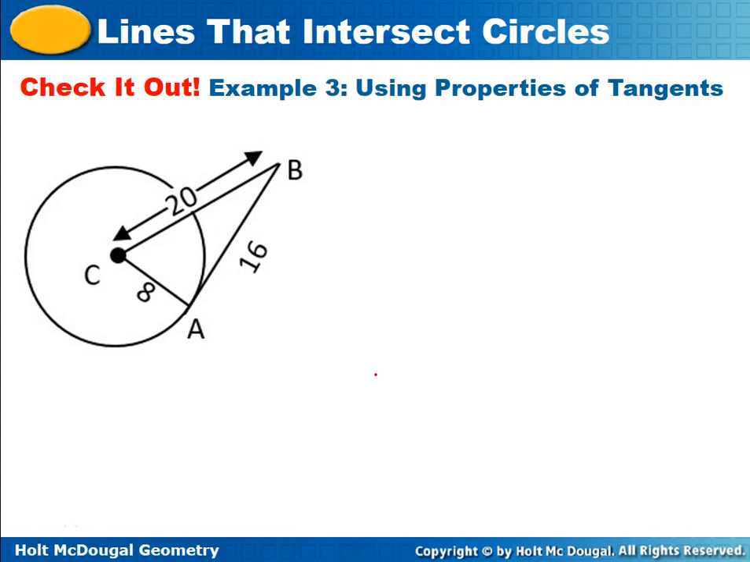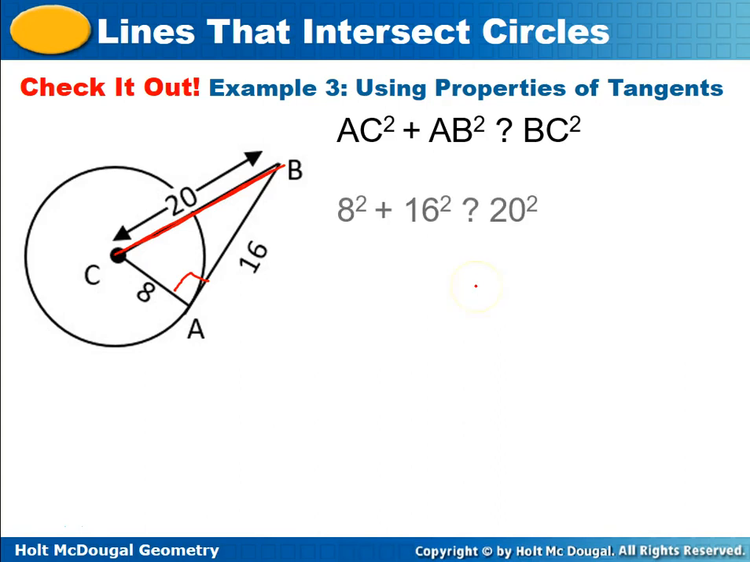So again, the question here is, is there a right angle that's formed here at angle A? Because if there is, then we can say that AB is a tangent to circle C. So again, we have to figure out what is the hypotenuse. Again, the hypotenuse is opposite the right angle, so it's up here. So we're going to set this up, AC squared plus AB squared. Well, how does that compare to BC squared?